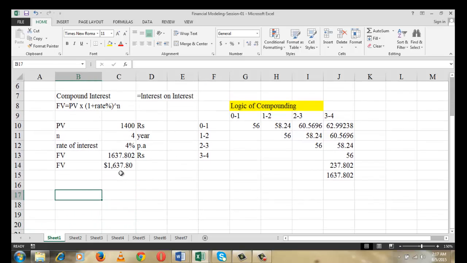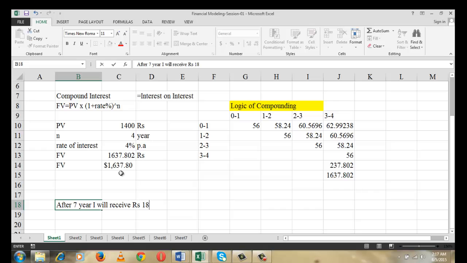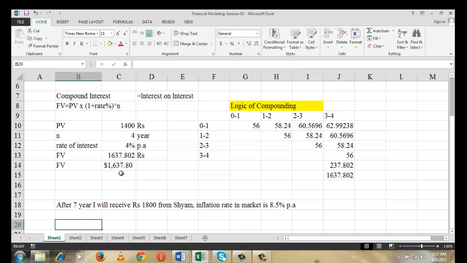Now suppose after 7 years I will receive rupees 1800 from Siam. And the inflation rate in the market, the factor of inflation, reduces the value of money. Inflation rate in the market is, suppose, 8.5% per annum. Fine. So what is the present value of the money I'm going to get from Siam?